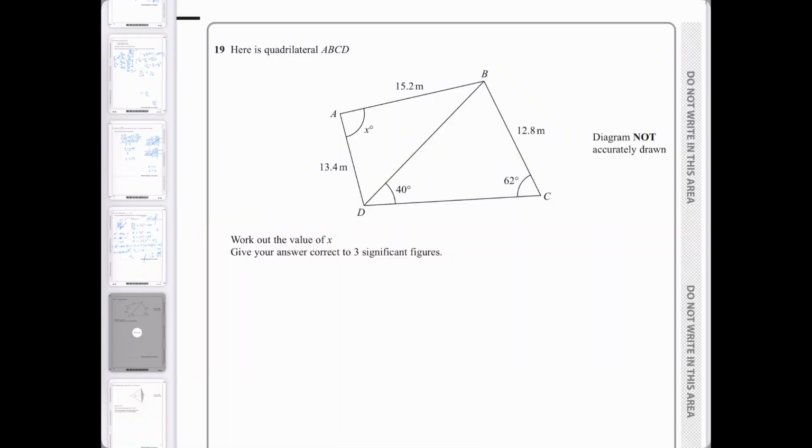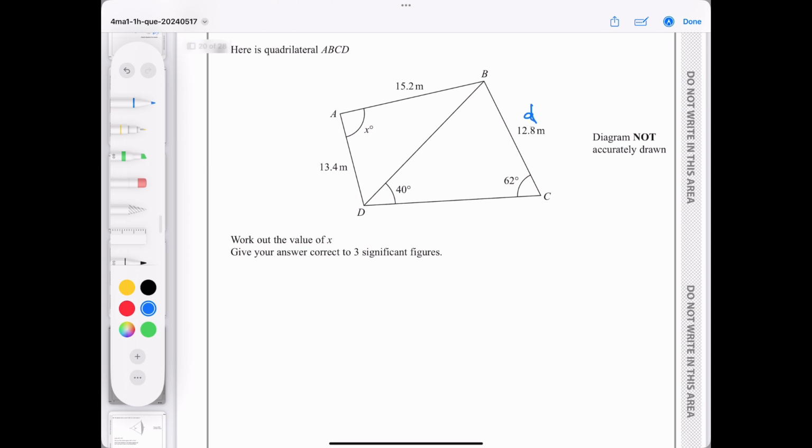We are now back on the first paper from IGCSE in 2024, and we now are on question 19. So we've got to find out what x is, I suspect. The easiest way I can see of doing this is we're going to find out what BD is. So we're going to start looking at BDC, that's this triangle, and we're going to mark in that this one here is little d. This side here is little c, and this side here is little b.